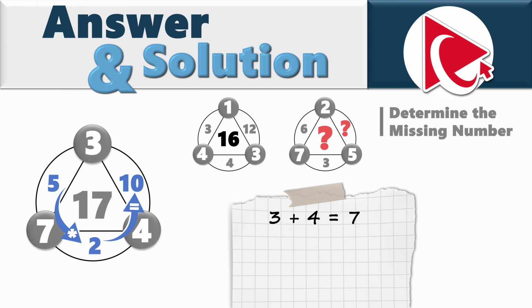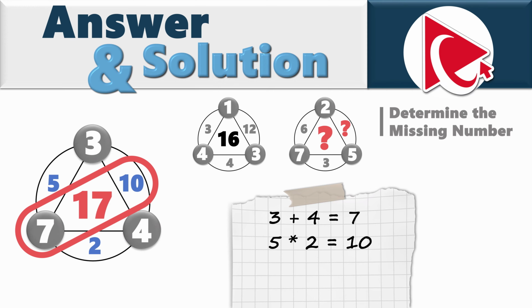Let's look at the numbers inside of the larger circle. 5 multiplied by 2 equals 10. You need to move counterclockwise here. 7 and 10 are results of the calculations. 10 plus 7 equals 17, which represents the middle number.